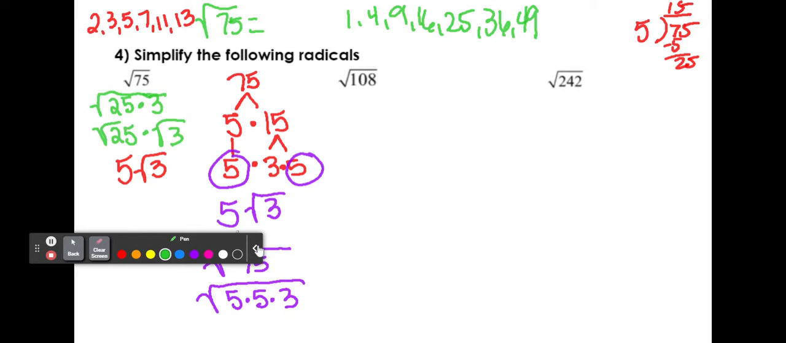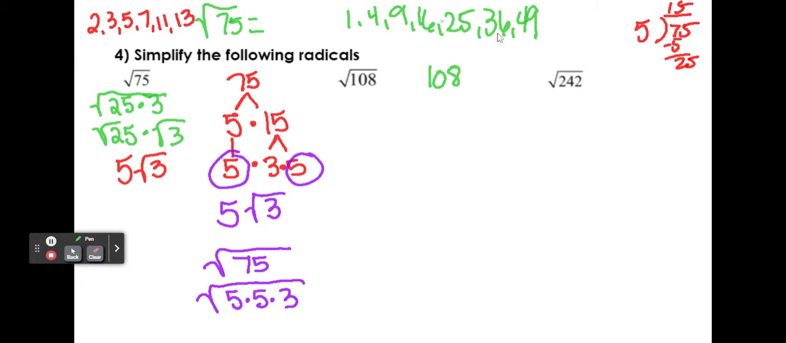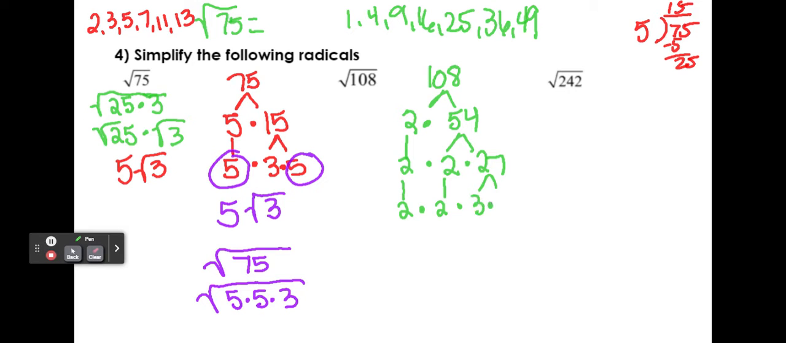So for 108, I'm going to look at the prime factorization because I know that 2 works. 2 times 54. All right, 2 is a prime number, and I know that I can still do 2 again because that's an even number, right? And 2 times 27. And 2 is prime, so I'm done there. This will break up into 3 times 9. All right, 2 is prime, 3 is prime, and 9 breaks up into 3 times 3. This is the prime factorization of 108.